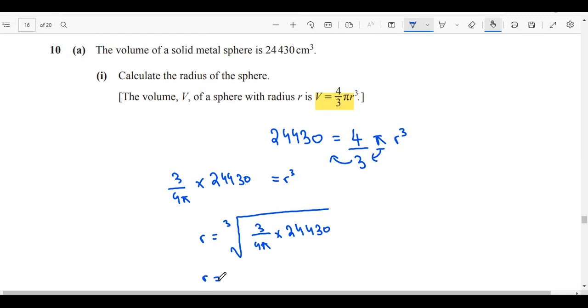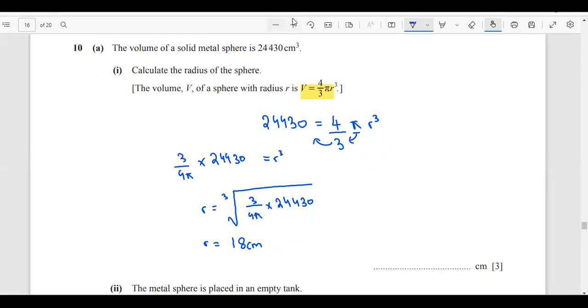Now I did not do calculations on every step. Let's just do one big calculation. So cube root, then fraction sign, 3 divided by 4 pi. Be very careful while plugging in the values. So the radius would turn out to be 18.000239. So the answer is going to be 18 centimeters only, right? So we are going to write down the answer this way: 18 centimeters. Okay. So it would be 18 centimeters, right?